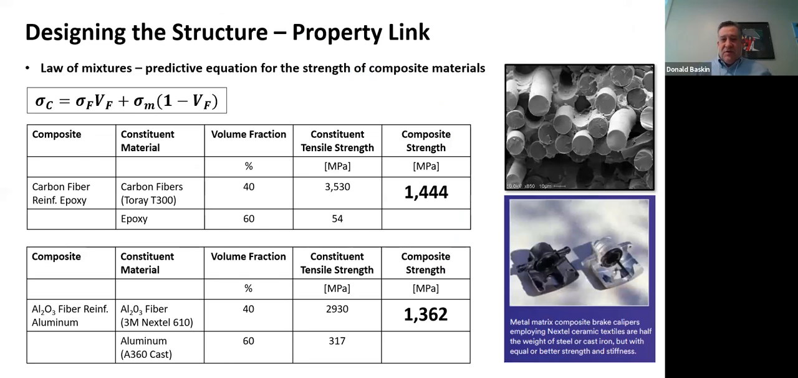Let's see here. I will do this one example and then we're probably out of time. Composite materials. As a cyclist, I love composite materials. As a race car enthusiast, I love composite materials because they have incredible strength to density ratios. I'm sure Steve loves them too.